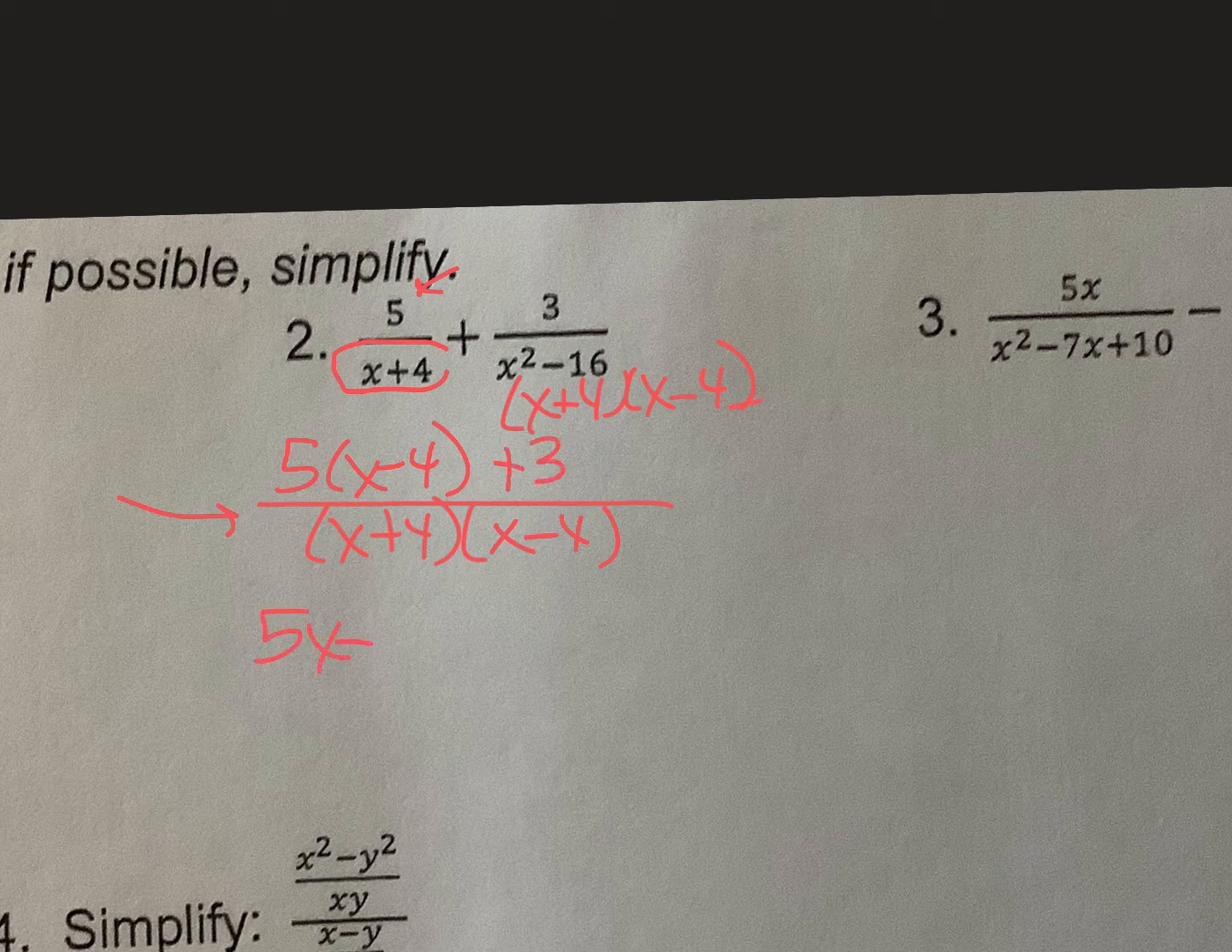Distribute that 5. Oops, that should be a 20. 5 times 4 is 20. There we go. Plus 3 over the x plus 4, x minus 4. And then combine your 20 and your 3, make it negative 17 over the x plus 4, x minus 4.